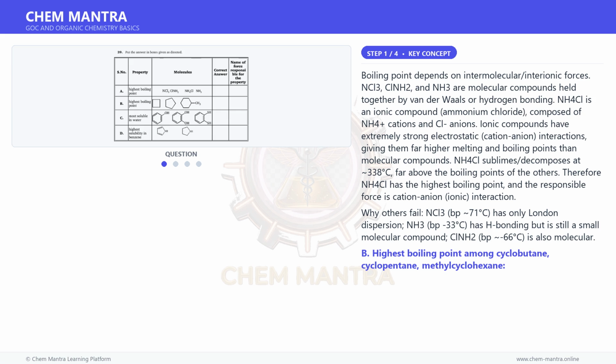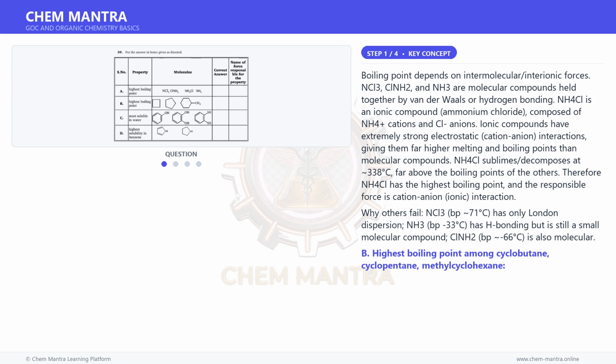NH4Cl sublimes and decomposes at 338 degrees C, far above the boiling points of the others. Therefore, NH4Cl has the highest boiling point, and the responsible force is cation-anion ionic interaction. Why do the others fail? NCl3, BP 71 degrees C, has only London dispersion. NH3, BP minus 33 degrees Celsius, has H bonding but is still a small molecular compound. ClNH2, BP 66 degrees C, is also molecular.